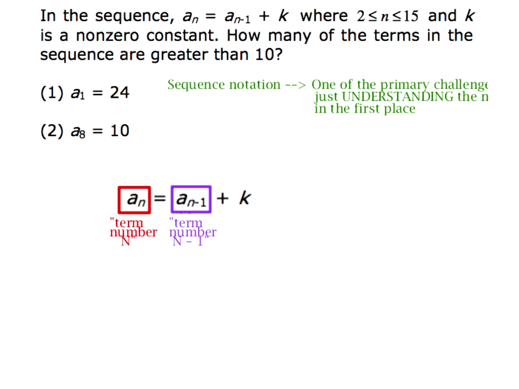Okay, term number n means any given term of the sequence. And then term n minus 1 is the term before it.